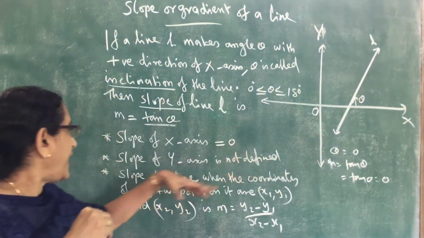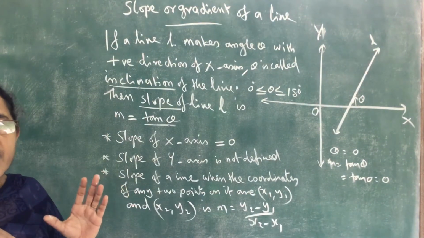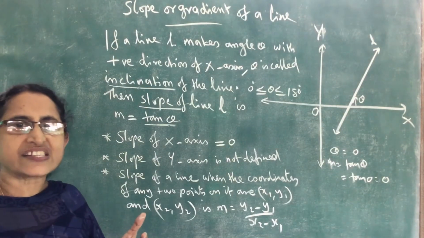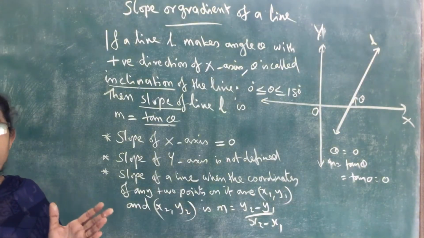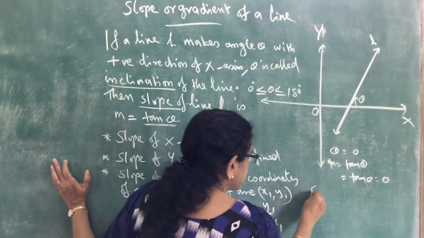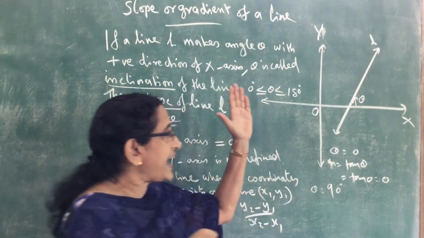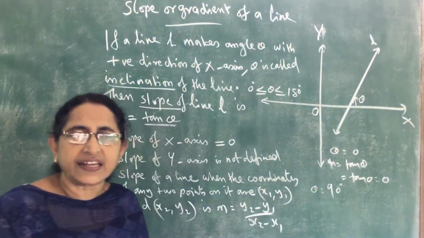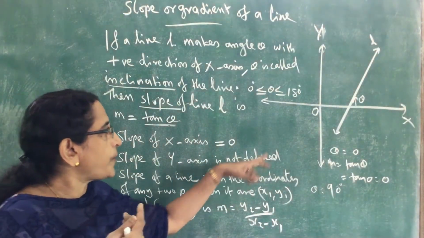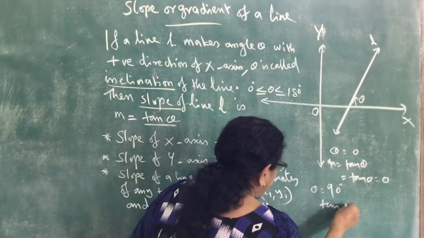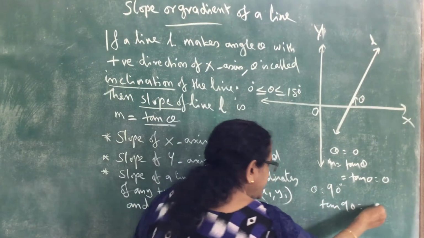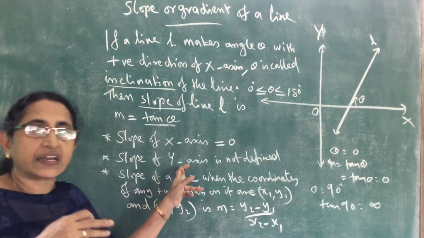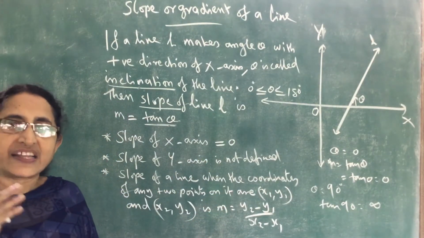So the slope of the x-axis or of any line parallel to the x-axis is 0. And when we consider the y-axis, what is the angle which the y-axis makes with the positive direction of the x-axis? That is 90 degrees. So the inclination of the y-axis is 90 degrees, and the slope of the y-axis is tan 90, which is infinity, or we can say not defined. So the slope of the y-axis is not defined. Similarly, the slope of any line parallel to the y-axis is also not defined.